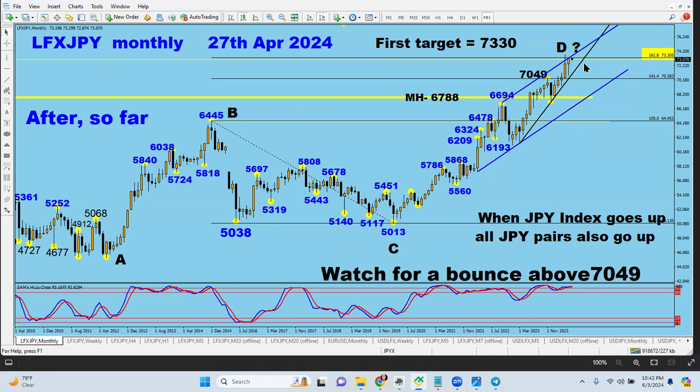Now, either we're going to break this, then we go up, or if we hold, we'll drop. And the dropping already started. Drop means that yen starts to get weaker.